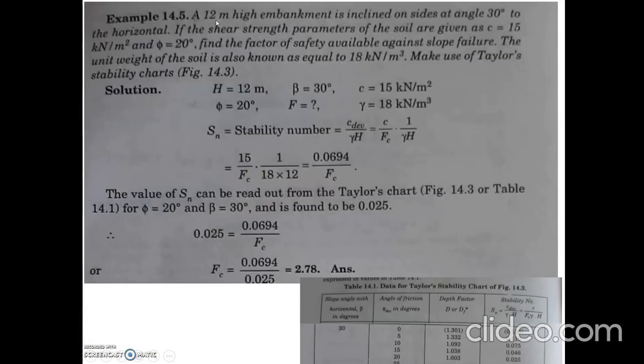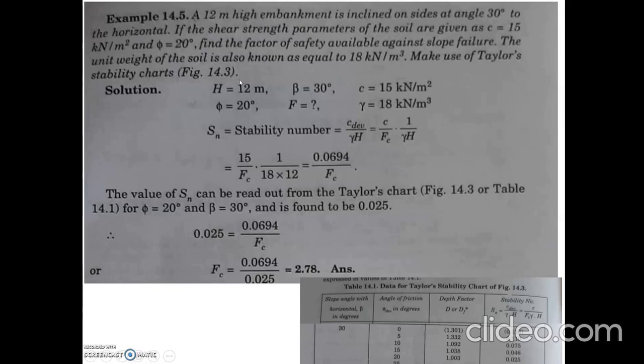Next problem. A 12-meter high embankment is inclined on sides at an angle of 30 degree to the horizontal. If the shear strength parameters of the soil are given as C equal to 15 kN per square meter and phi equal to 20 degree, find the factor of safety available against slope failure. The unit weight of the soil is also equal to 18 kN per meter cube. Make use of Taylor's stability chart. So we will find out what are the given data.